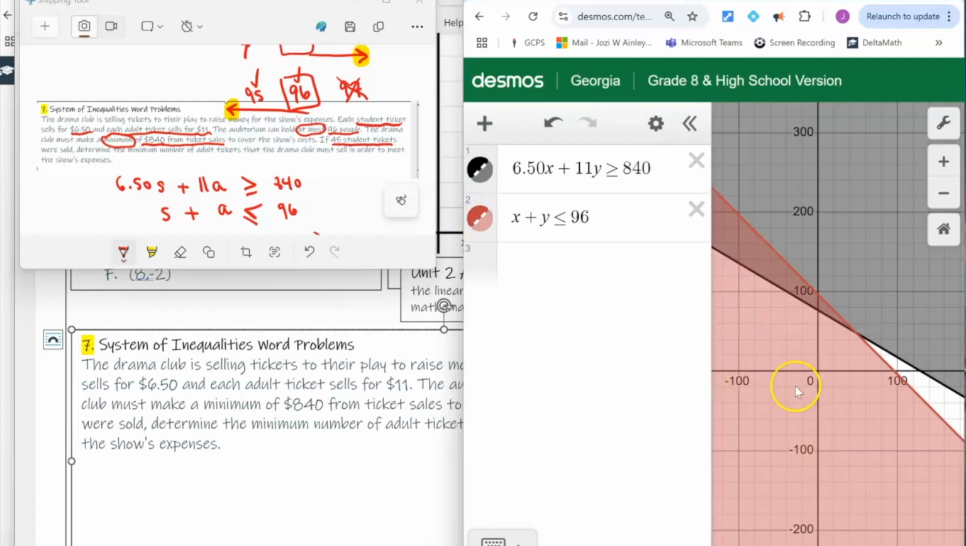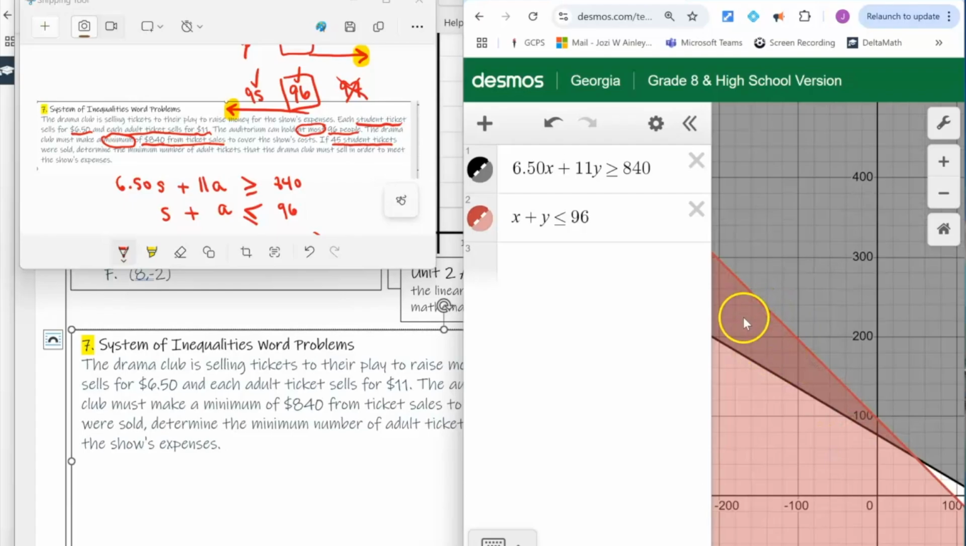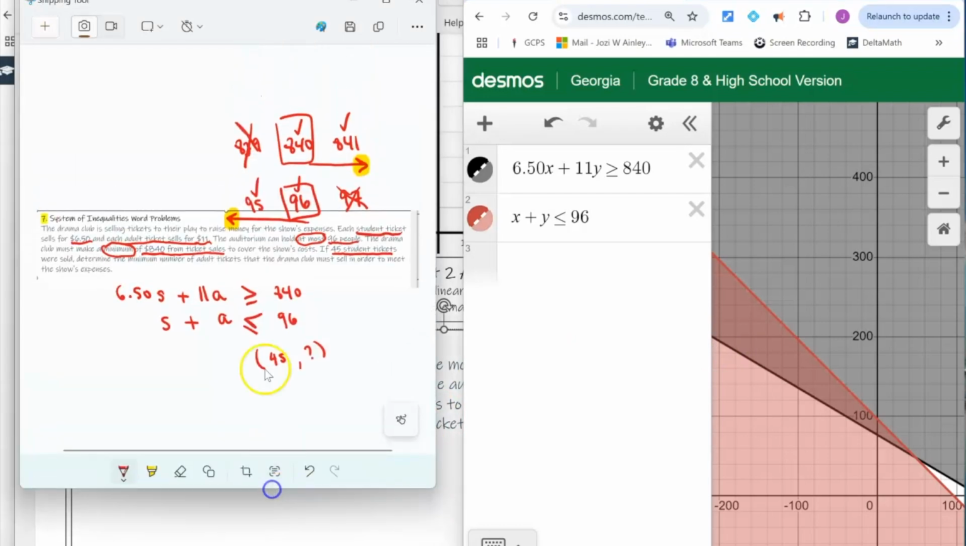If I look at the section right here, it's just red. If I look at this section right here, it's white. If I look at this section right here, it's black or gray. And if I look right here, that's where gray and red overlap. So I'm looking for a solution in here, anything in here. Now, usually they ask you a whole bunch of questions whether these are solutions, but this question is asking: 45 student tickets were sold, determine the minimum number of adults that the drama club must sell in order to meet the show expenses.